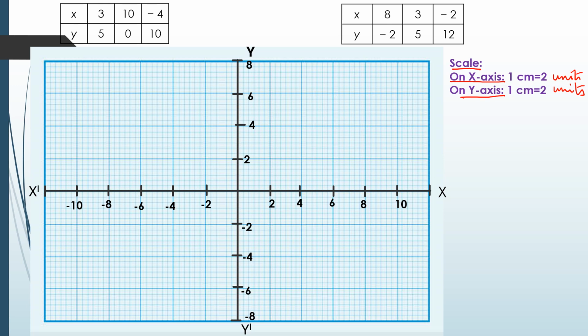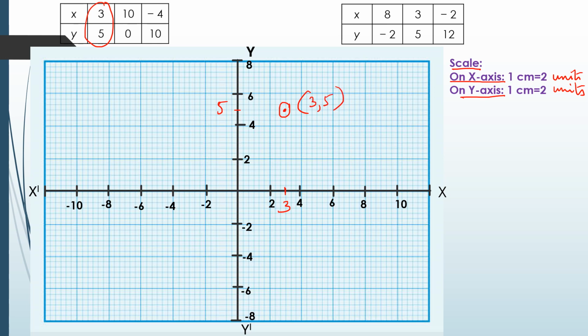So 3, 5. Let us plot the first point 3, 5. On the x-axis, 3 lies between 2 and 4. So this is the point where 3 lies on the x-axis, and 5 lies between 4 and 6 on the y-axis. Now these two will meet at a particular point, that is in the first quadrant. So mark a small dot, circle it and write the coordinates of the point 3, 5.